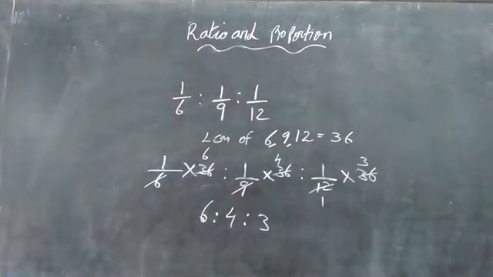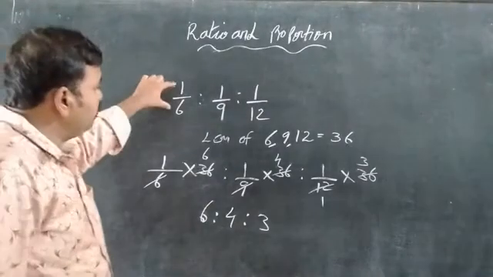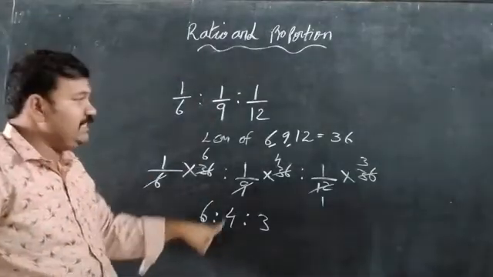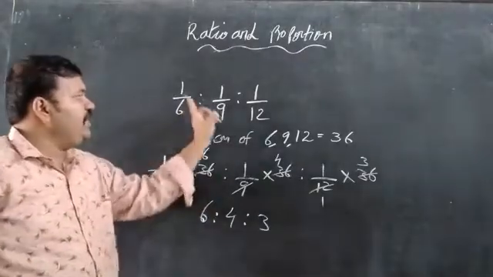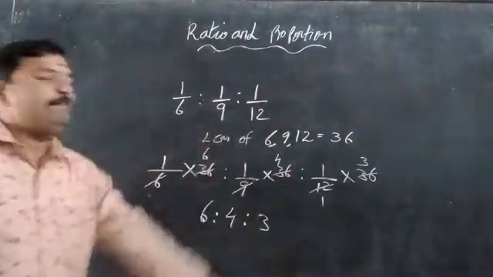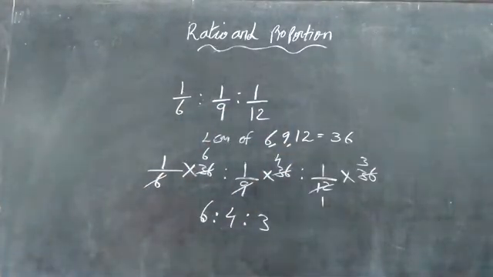Like that we have to do it. Changing a fraction form to normal form is done by multiplying with the LCM. We have to multiply each and every part of the quantity with the LCM. Then it will change into the normal number form.